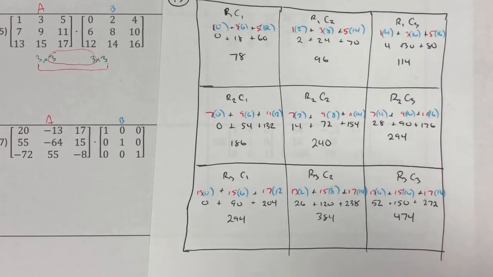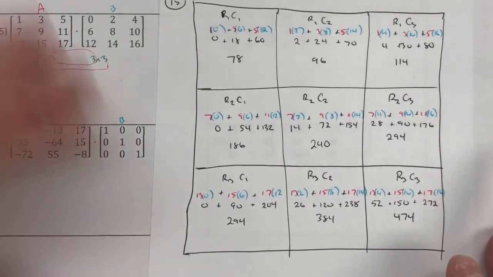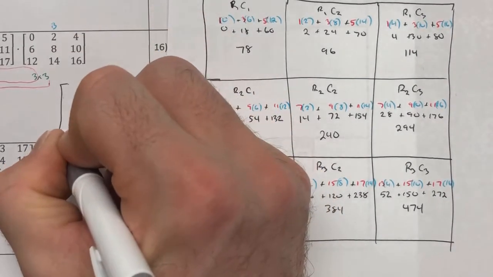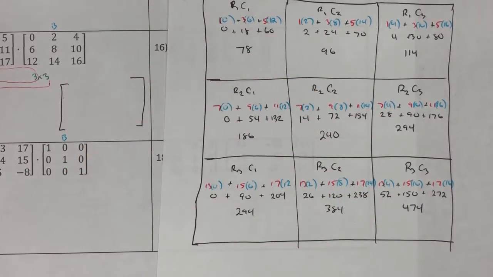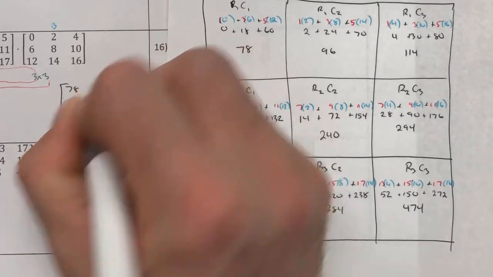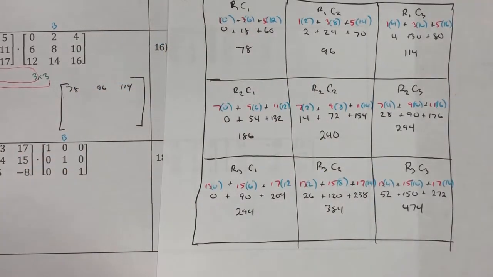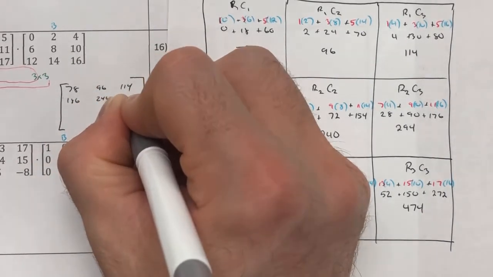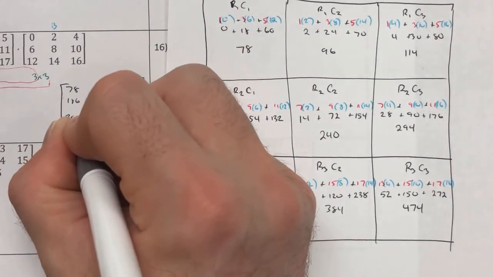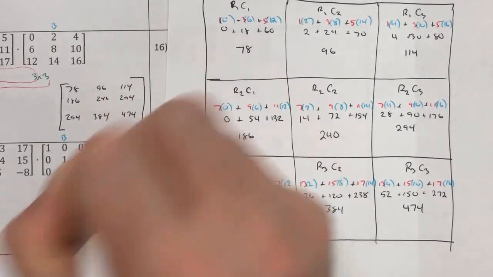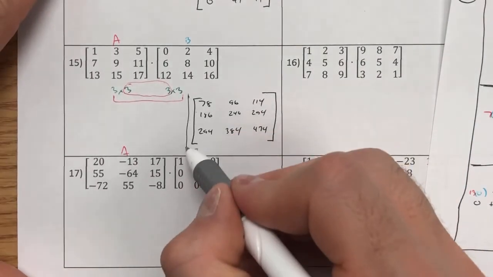After much deliberation, we've got our final answer for our matrix. This is going to be a 3 by 3. Okay, so we got 78, 96, and 114, 186, 240, 294, 294, 384, and 474. Boom. There we go. There's our answer.